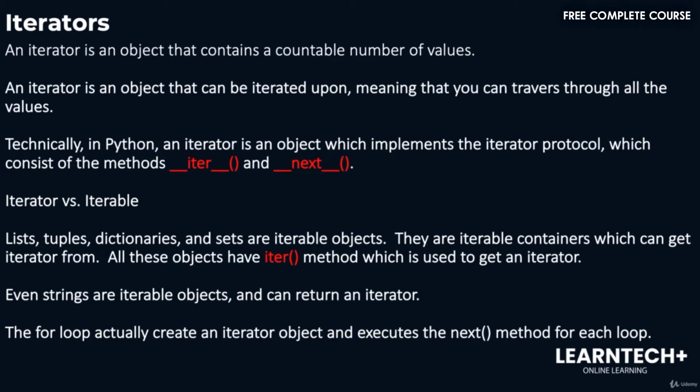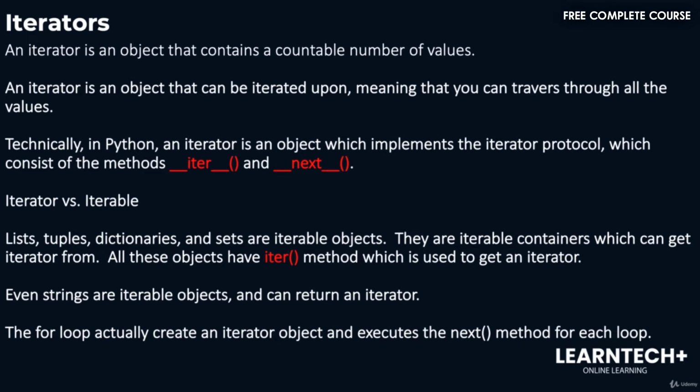All right, welcome back. So in this video, we're going to talk about iterators. An iterator is an object that contains a countable number of values. An iterator is an object that can be iterated upon, meaning that you can traverse through all values. Technically in Python, an iterator is an object which implements the iterator protocol, which consists of the methods __iter__ and __next__.